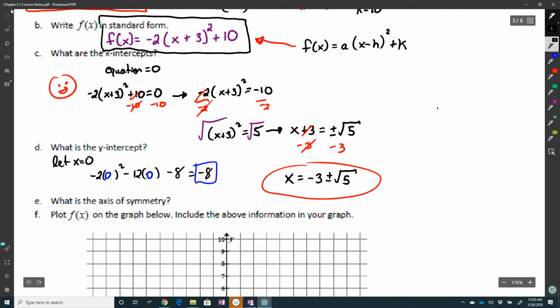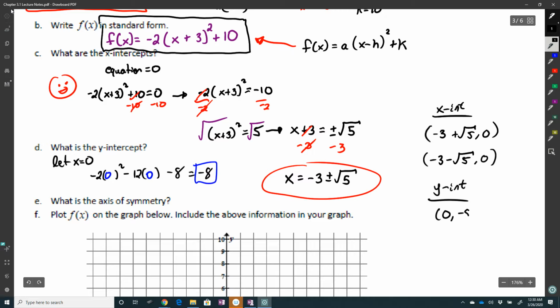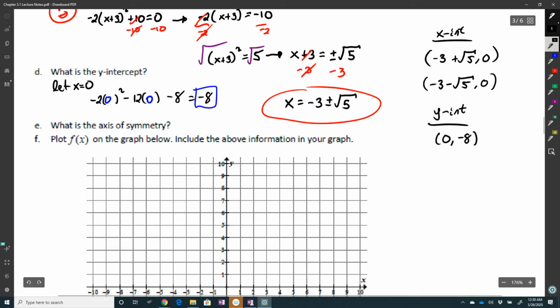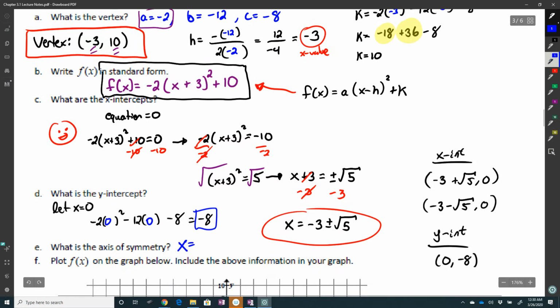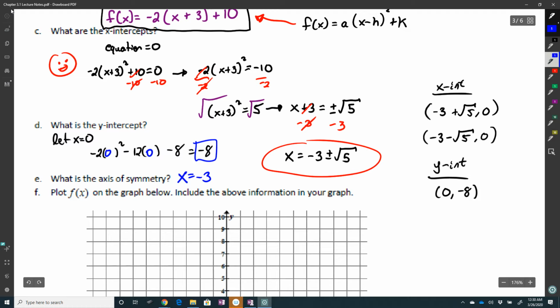So for my x-intercepts, I could say negative 3 plus square root of 5, 0. Negative 3 minus square root of 5, 0. And the y-intercept, I could say, is 0, negative 8. So now what's the axis of symmetry? The axis of symmetry is just x is equal to the x value of the vertex. The x value of the vertex was -3, so x equals -3.